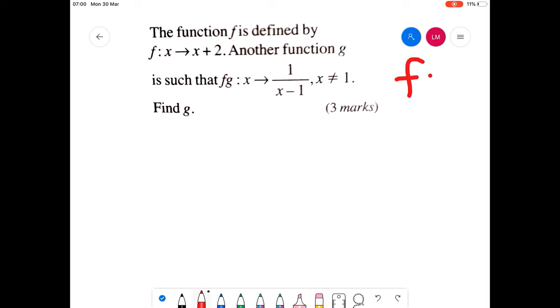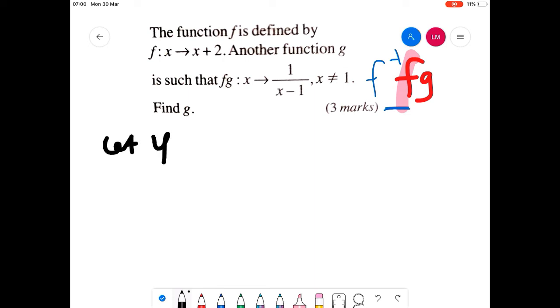That means fg. If you want to get gx, that means we have to get rid of the f. So in order for us to get rid of the f, we are going to arrange the f inverse side by side with f. Then you will actually cancel off the f. You will be left with g. That means we need to find the f inverse.